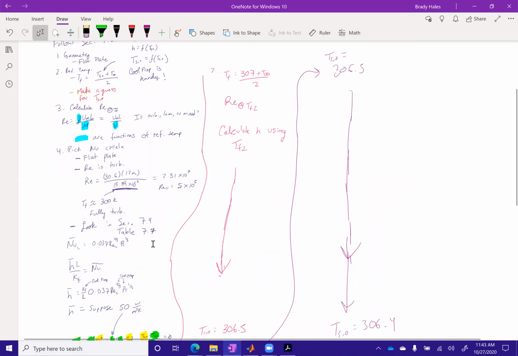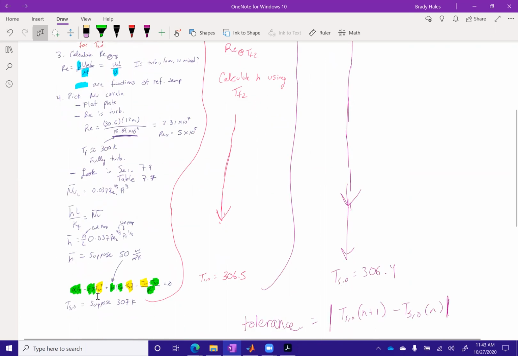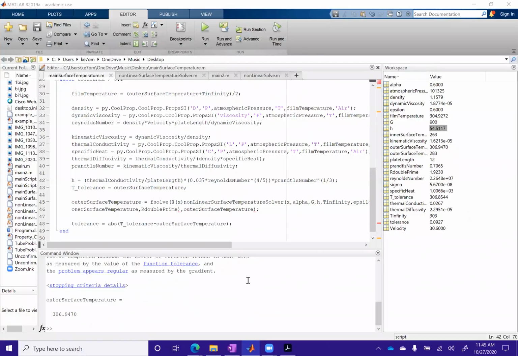Okay, now let's see. Solve for the Reynolds number, solve for the Prandtl number, solve for the Nusselt number, solve for H. Plug H in, and then I use a nonlinear solver to solve for TS. And then I wrote a while loop to just iterate through that, right? So a couple things I want to show you guys.